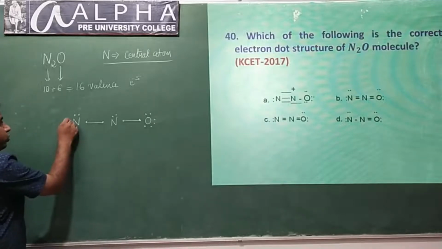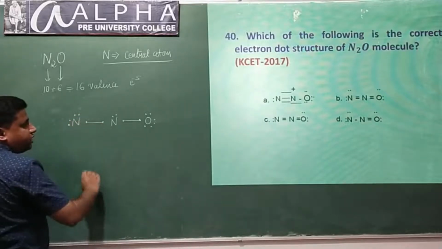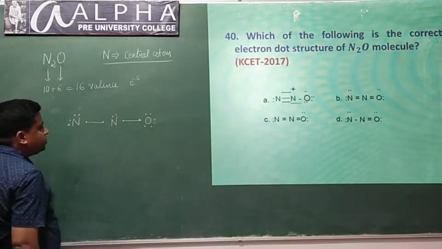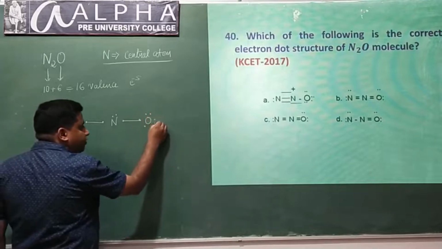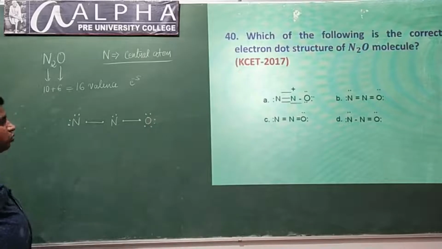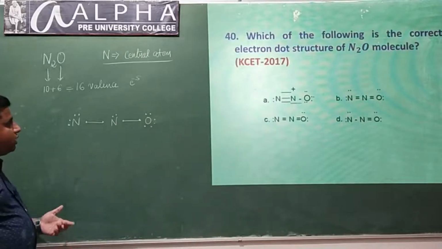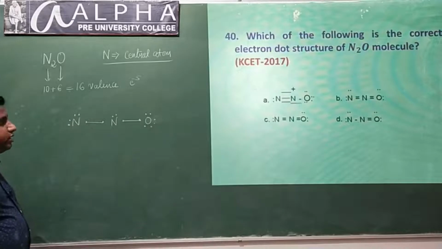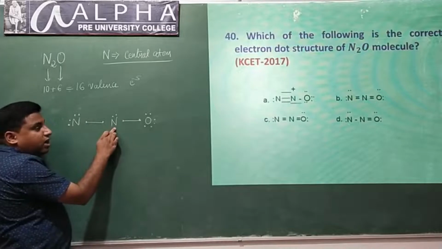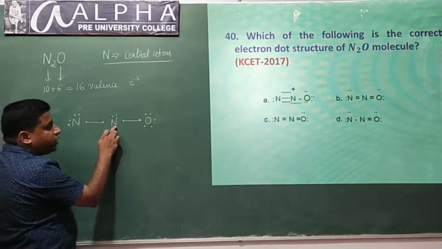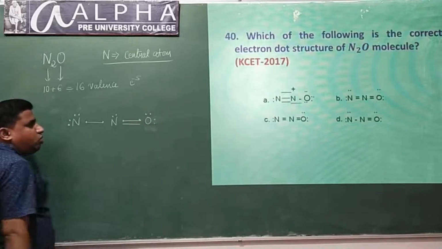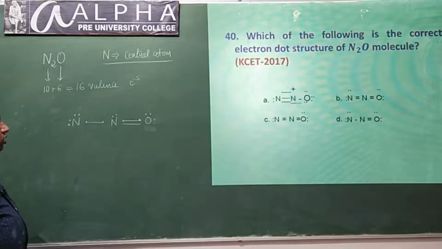Look here, 1 2 3 4 5 6. No, the octet structure is not completed. 1 2 3 4 5 6, octet structure is not completed. 1 2 3 4 5 6 7 8. Only for oxygen is the octet structure complete, not for nitrogen and for this nitrogen. So for the central atom, if the octet structure is not complete, make use of one lone pair of electrons and draw a double bond. Is that correct?